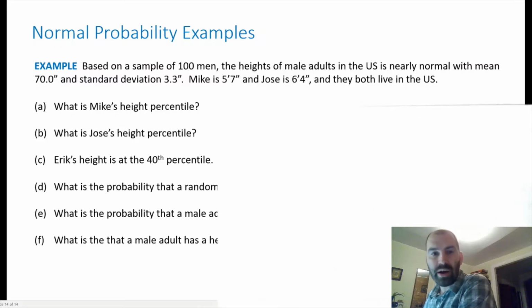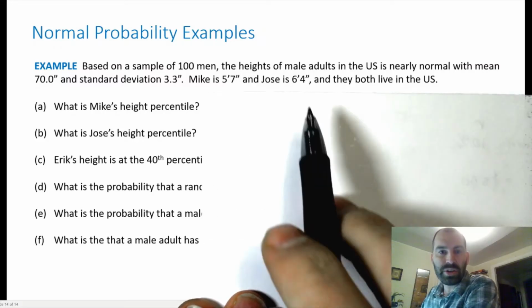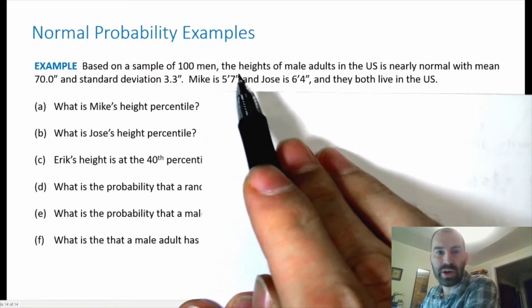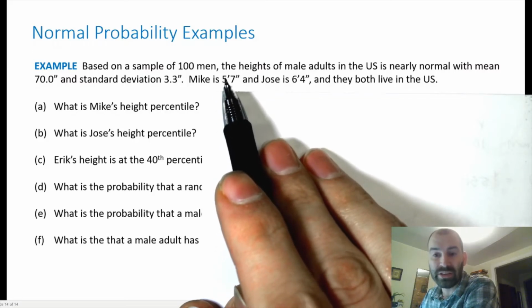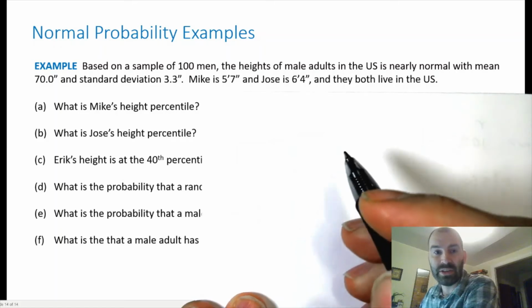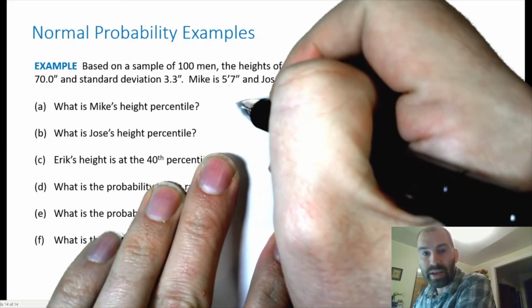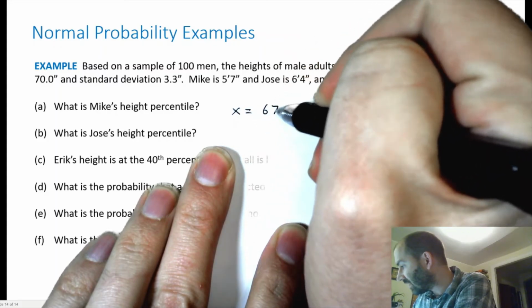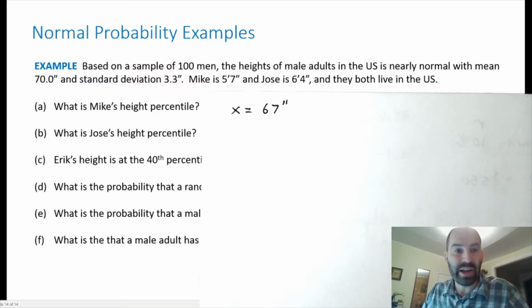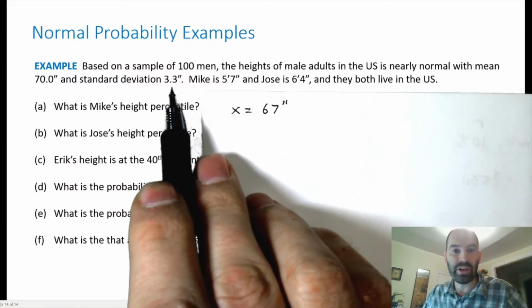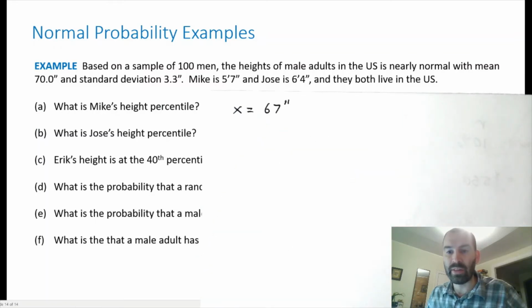Well, let's see. What's Mike's height in inches? Notice that the mean and the standard deviation are given in inches, so let's write his height in inches. There are 12 inches in a foot, and he's 5 feet, so that's 60 inches, plus 7 more. So that's 67 inches. Now, we want the percentile, so we want the area under the distribution to the left of that value. Okay, so let's plug this into StatCrunch. We've got a mean here, standard deviation here, and the value we're looking at here, and we want the area to the left of that.